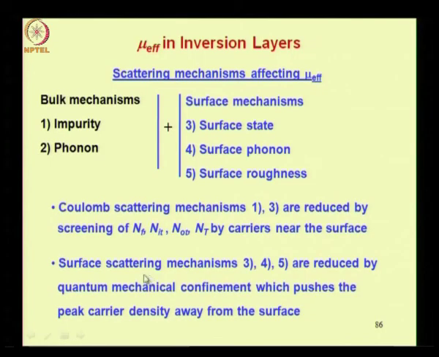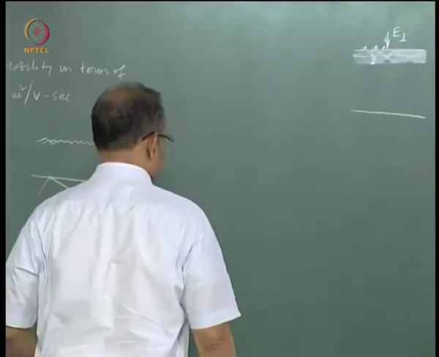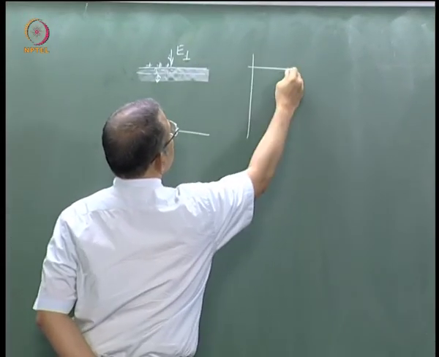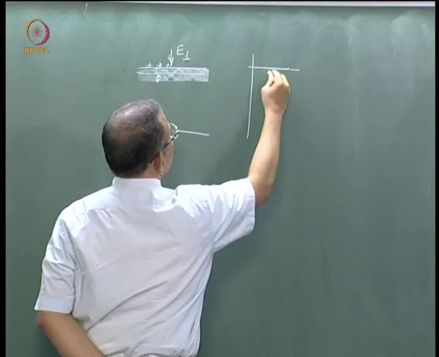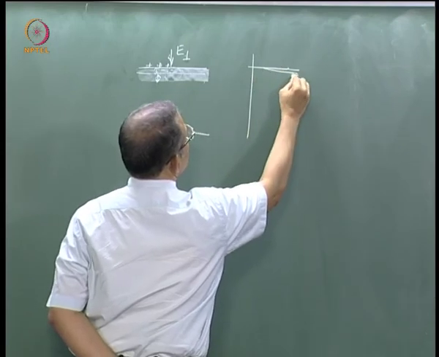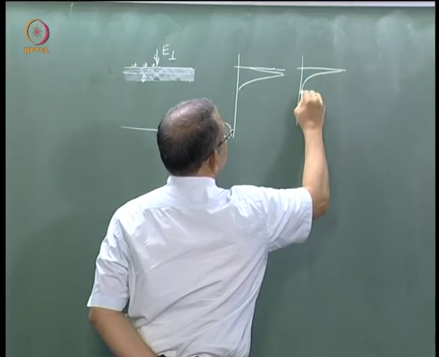Similarly, surface scattering mechanisms, all three of them, 3, 4 and 5, are reduced by quantum mechanical confinement, which pushes the peak carrier density away from the surface. Now let us explain that very briefly. We will have opportunity to discuss this in detail when we talk about the MOSFET. So it turns out that if I plot the distribution of these mobile carriers at the surface, because of quantum mechanical confinement, the distribution is something like this, right, and it is not like this which we would think.